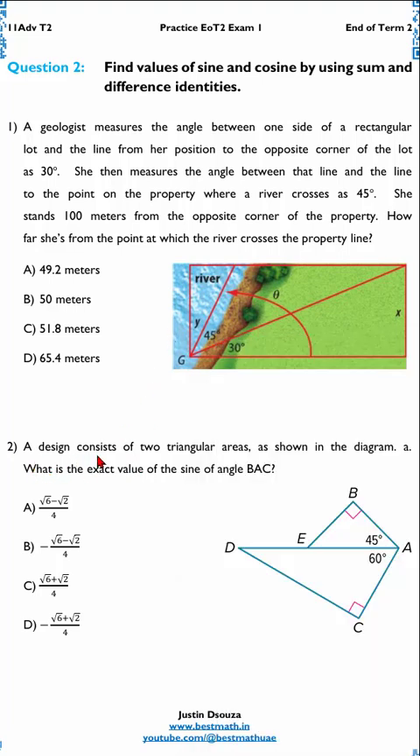Now what about the next problem? A design consists of two rectangular areas as shown in the figure. What is the exact value of BAC? Now what is the exact value of sine of the angle? Sine 60 plus 45 is 105. Sine of 105 is what we need to solve for.